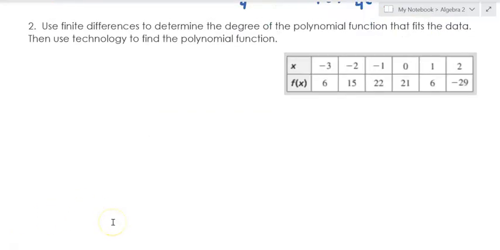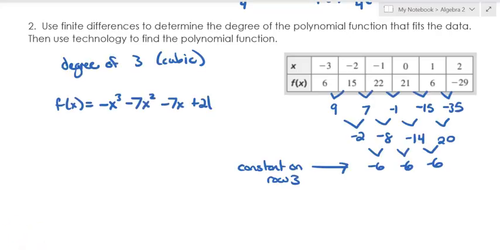If you want to, pause the video and use finite differences to go ahead and find what the degree would be on this one. And then I'll show you the answer. You can use your calculator to calculate the equation once you know the degree. All right, remember I subtract the right number from the left. So I did 15 minus 6, and then 22 minus 15, and then 21 minus 22, and so on. They were constant on row 3. That tells me it's a degree of 3, which is a cubic. I plugged this into my calculator, and I ran cubic regression, and that's how I got my solution.